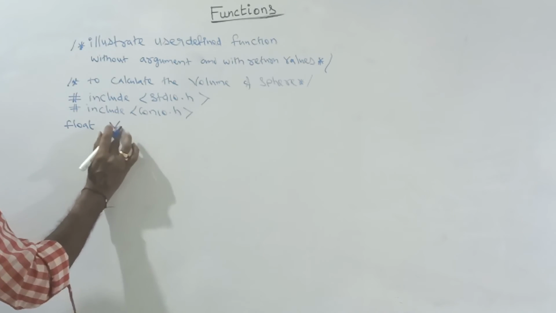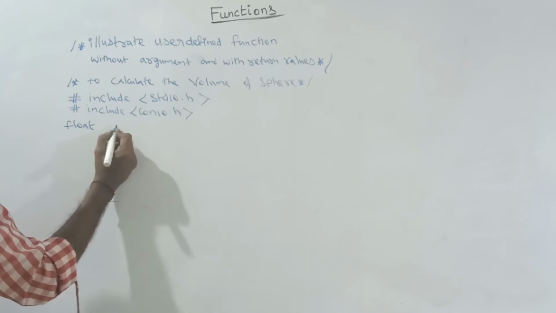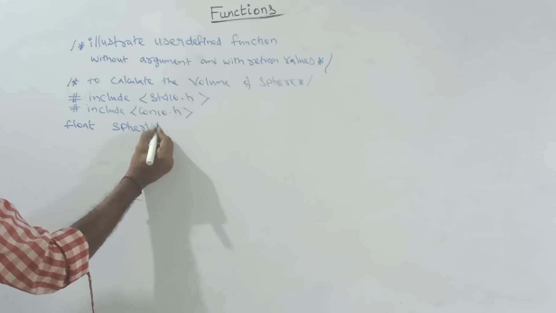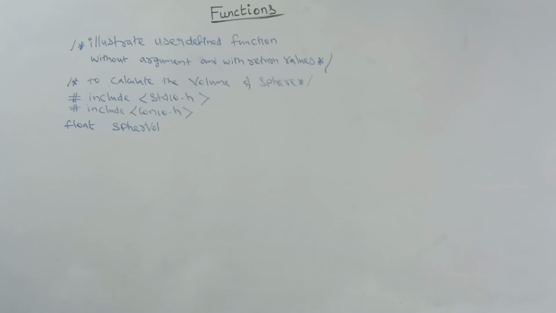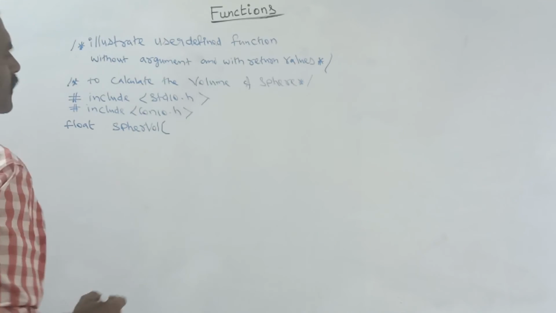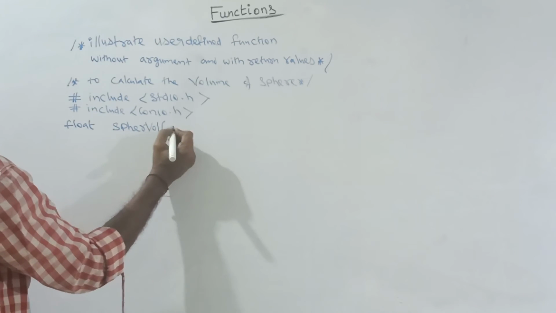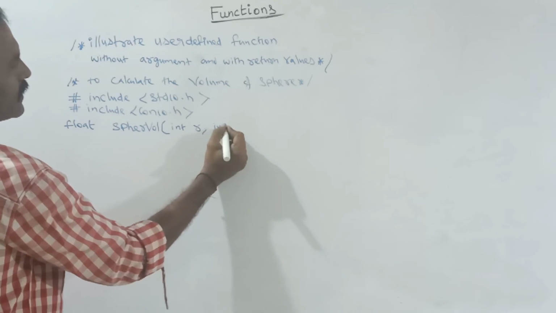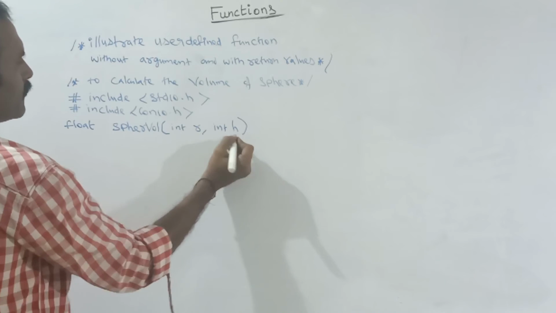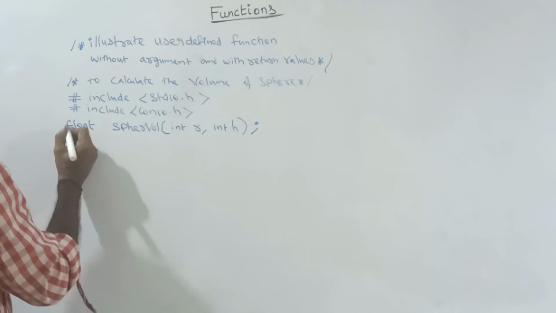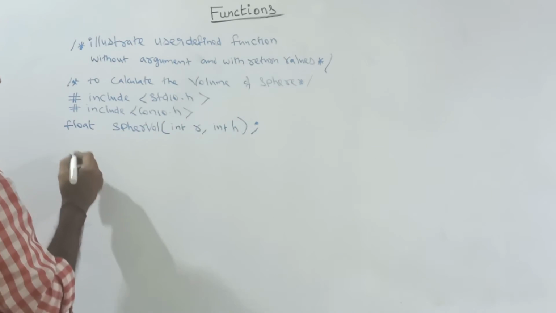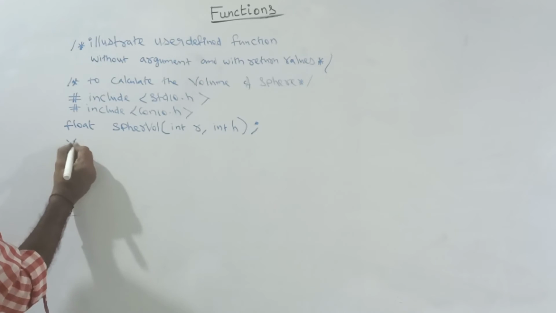The function name is sphere volume. Next, I am passing the parameters, first radius, which is integer r, next height, that is also integer h. So here I am passing 2 parameters inside, passing 2 arguments. Next, here this is the void main.